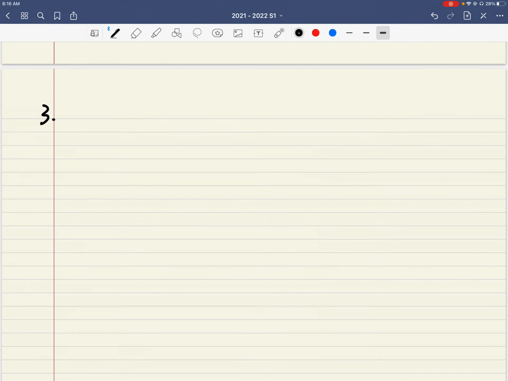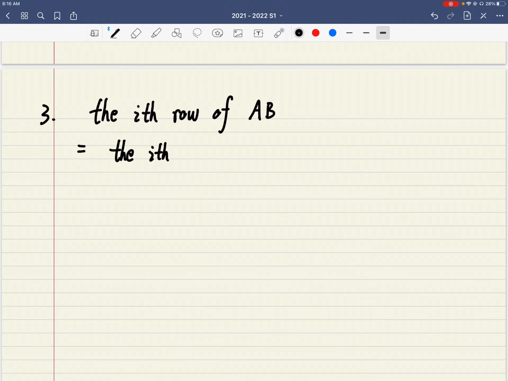Problem 3. Find the third column of A times A. So the third column of A times A. So here's the thing. The ith row of A times B is equal to the ith row of A times B.